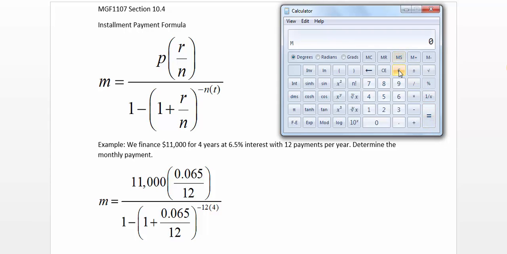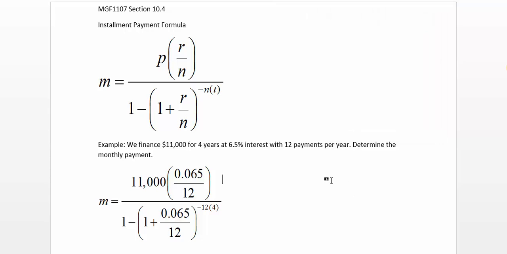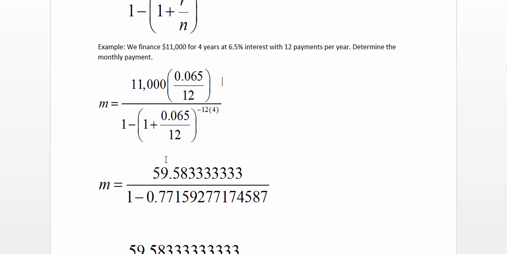Now I'm going to go back and calculate my numerator, which is $11,000, multiplied by 0.065, and then divided by 12. And then I'm going to divide by the number I've stored in the memory, which was the denominator, and I get an answer of $260.86. Now along the way, if you feel more comfortable, I've put the intermediate steps down here.